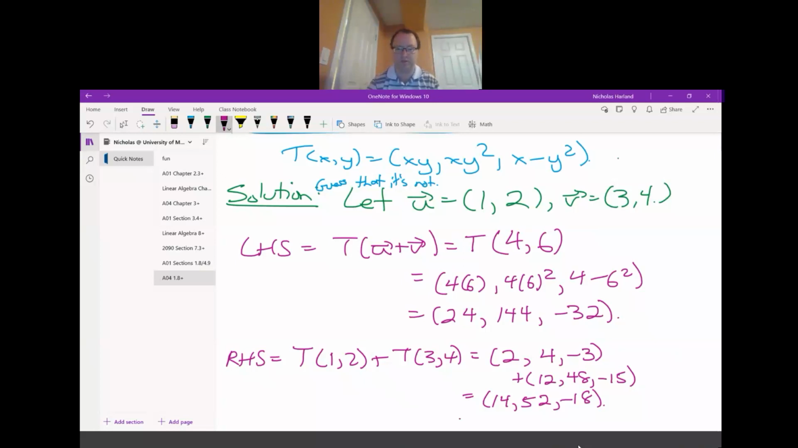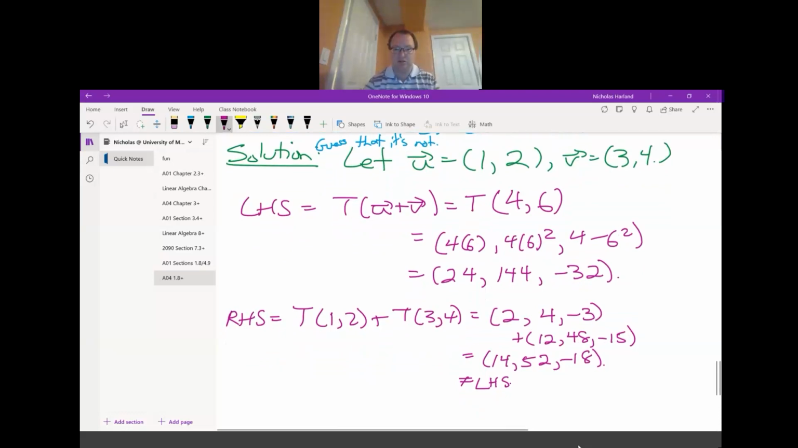No, it's not. So property 1 fails. T is not linear. So if we can show one of the properties fails for one example of vectors, and it didn't have to be property 1, it could have been property 2, but if we can show one of the properties fails for one of the vectors, that's enough to say this transformation is not linear, and we don't get all the special stuff that comes out of it.